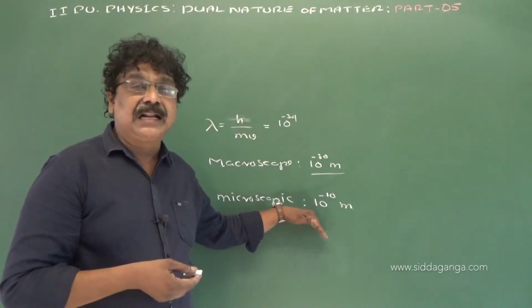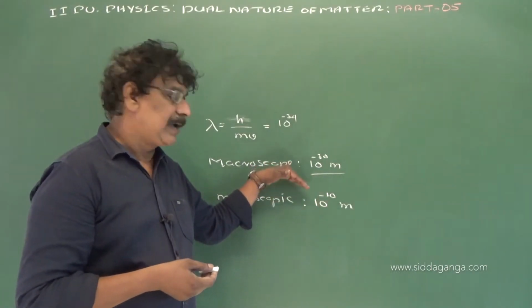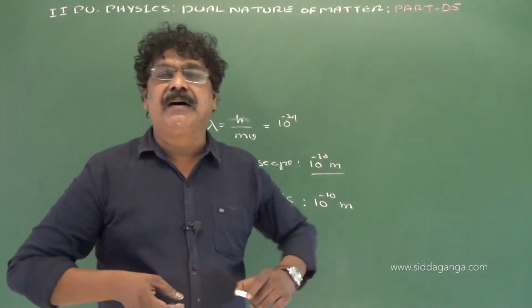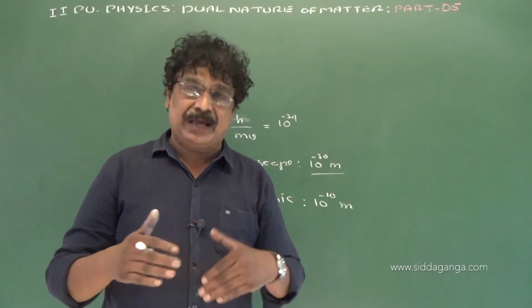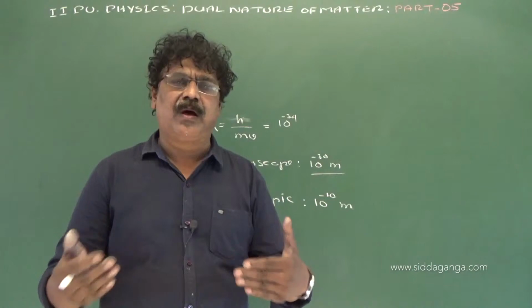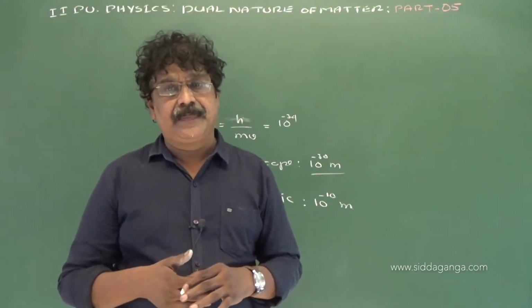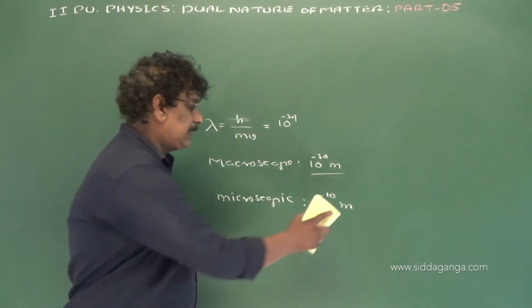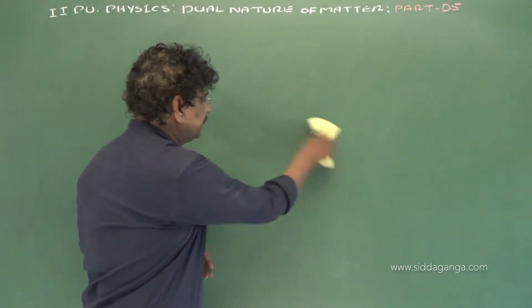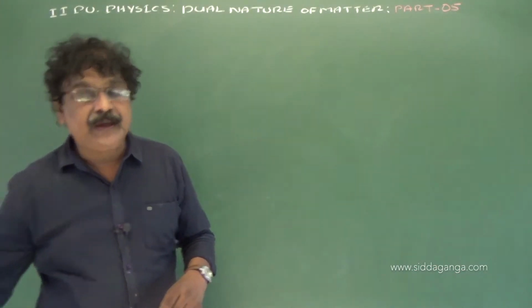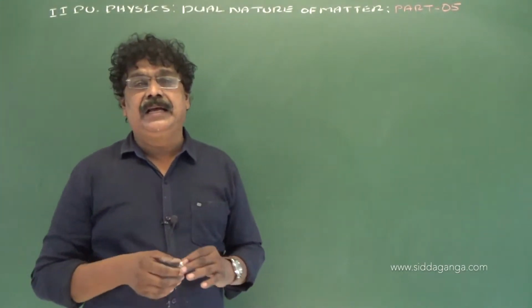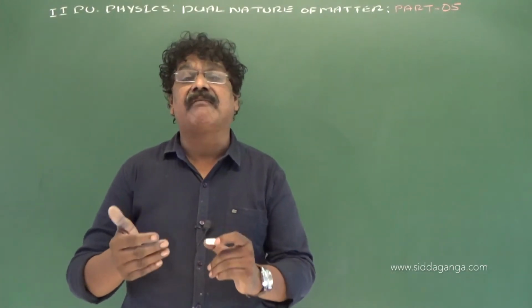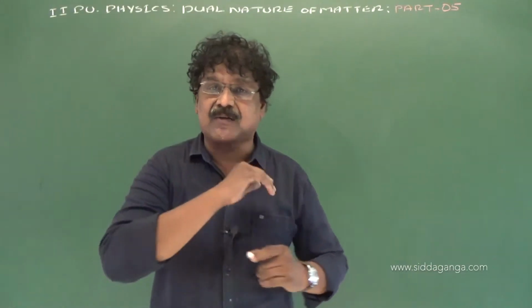Now that is considerably large compared to the macroscopic case. Therefore, we can observe the wave nature of a particle only in the case of microscopic particles like electron, proton, neutron, nucleus, etc. So this electron in motion exhibits a wave nature, that is, it is associated with matter waves. Now, Davisson and Germer experimentally demonstrated the wave nature of the electron.